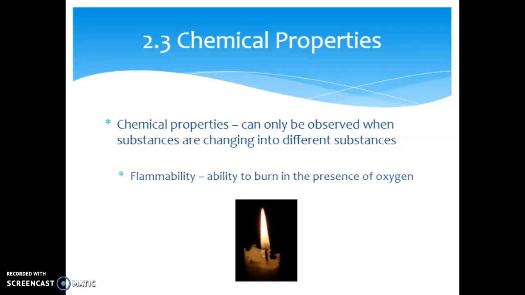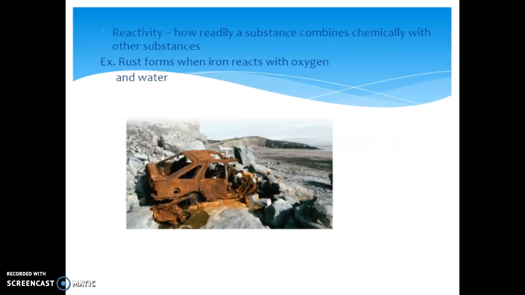This is a chemical property because where there's fire and where there's burning, there are elements or compounds changing into new elements or compounds. Therefore, a chemical change is taking place. So flammability, the ability to burn in the presence of oxygen, is considered a chemical property. The other major chemical property that we talk about in this section would be reactivity, which by definition is how readily a substance combines chemically with other substances. So how easily or how readily something combines with something else is referred to as reactivity.